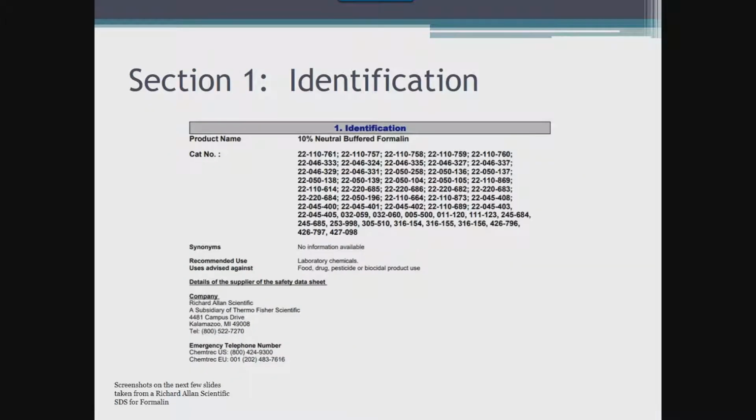So starting with section 1, this section identifies the chemical by not only its product name, but synonyms if it has any. It also lists the recommended uses of the chemical. Contact information of the supplier is also provided in this section. We will discuss labeling of chemicals a little later, but this section is where you will find the first 2 items that are required for chemical labeling.